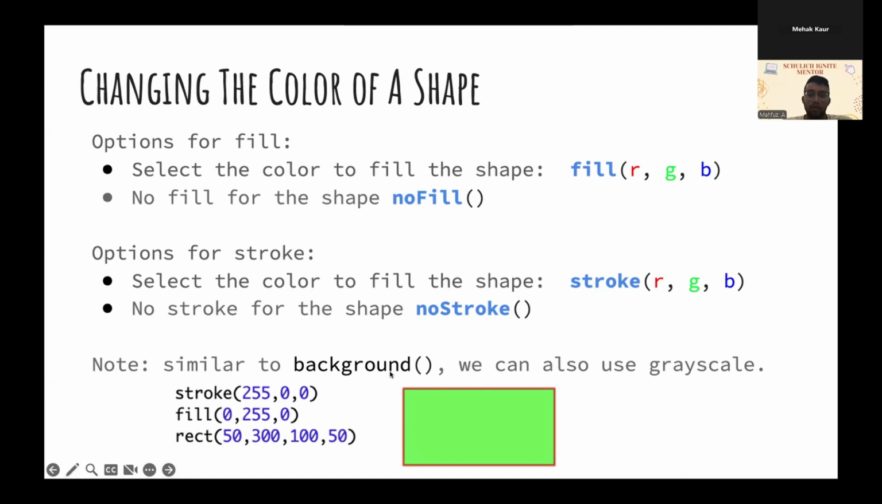And similar to the background, we can also use grayscale. So this right here basically gives it a red border because we have red at 225. It fills it with green because we have green in the fill. And the rectangle, as we know, is X, Y, and then the width and the height. So this is at an X of 50, Y of 300, with a width of 100 and a height of 50, I believe. So that is that.